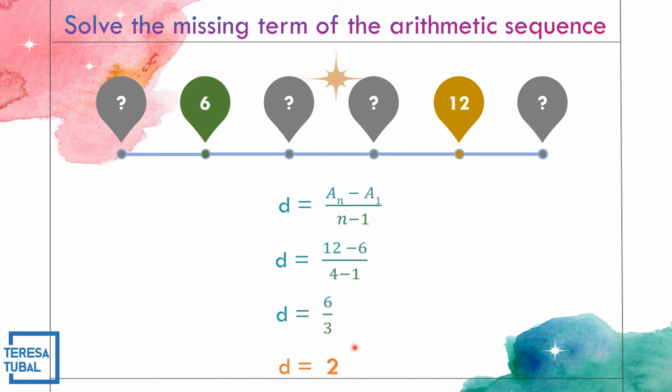If the common difference is equal to 2, how do we solve the first term? Going to the left, we need to subtract. 6 minus 2 is equal to 4. Or if we check, 4 plus 2 is 6. Third term, 6 plus 2 is 8. Fourth term, 8 plus 2 is 10. And then 10 plus 2 is 12. And our last term, 12 plus 2 is equal to 14. So the missing terms of the sequence are 4, 8, 10, and 14.